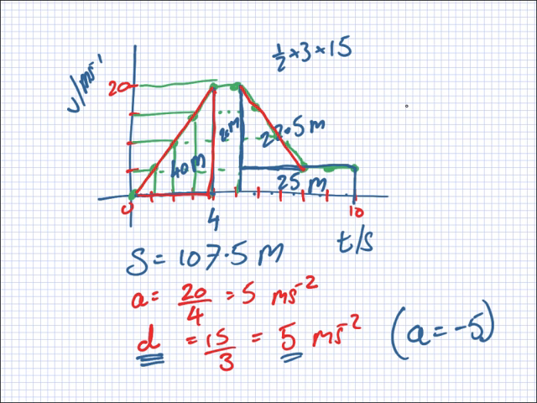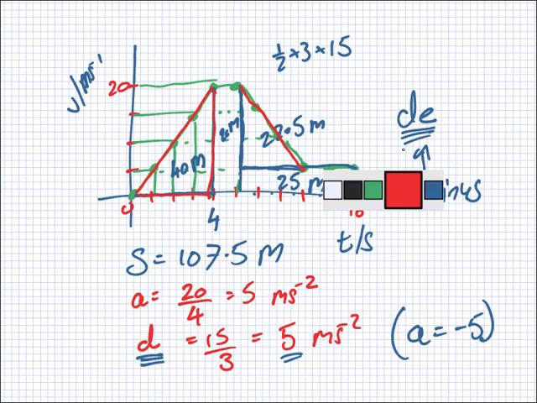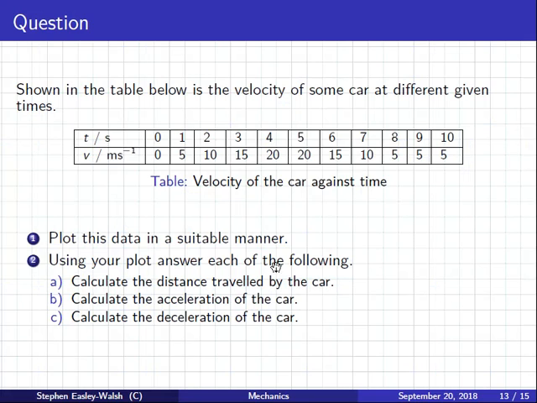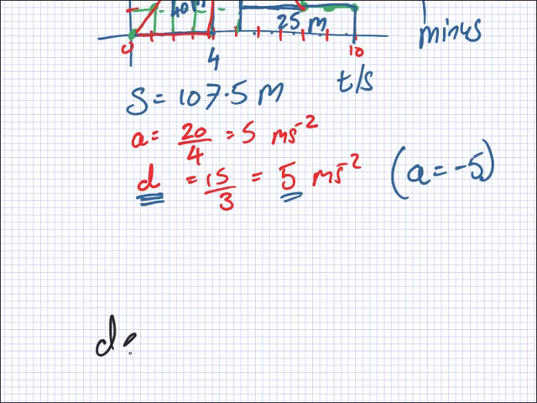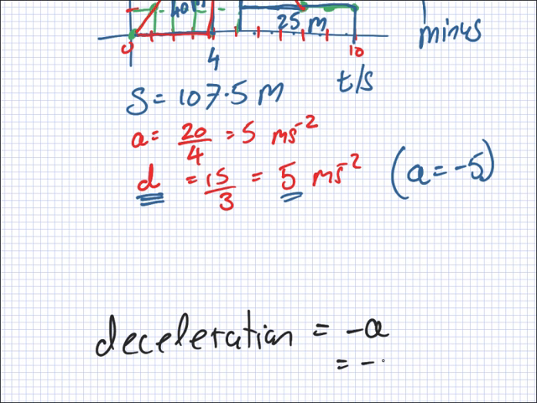You see this word deceleration? This already means minus. Do you get what I'm saying? Like, I suppose if I say deceleration, that's equal to minus a, which is equal to minus 5, which is 5. Because the a is minus 5.